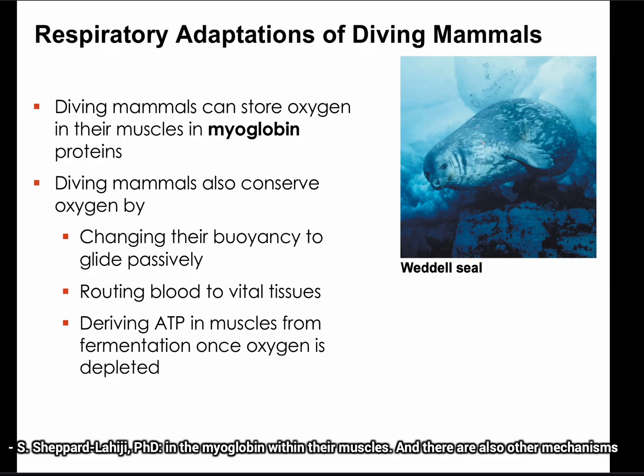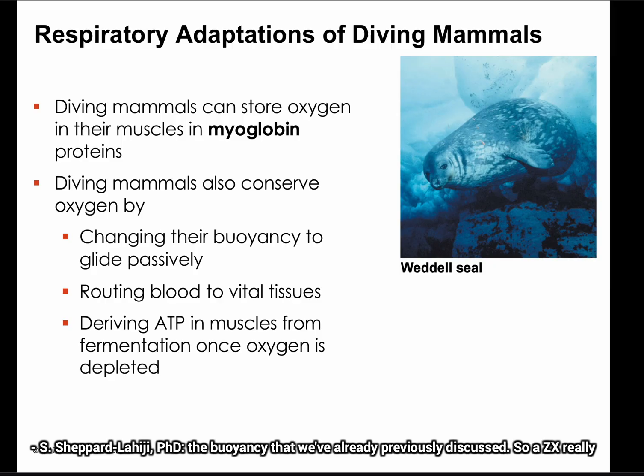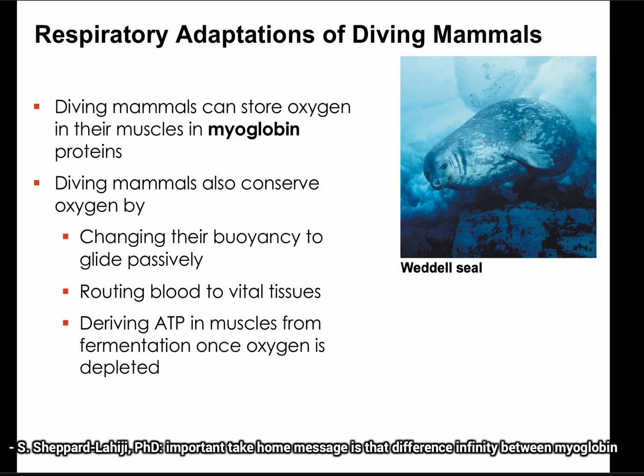And there are also other mechanisms that allow for mammals to conserve oxygen, which can be through modifying buoyancy, rerouting blood to areas that need it, or deriving ATP in muscles from fermentation once oxygen is depleted. So a lot of concepts apart from the buoyancy that we've already previously discussed. So a really important take-home message is that difference in affinity between myoglobin and hemoglobin and how that would impact dissociation curves for one over the other.